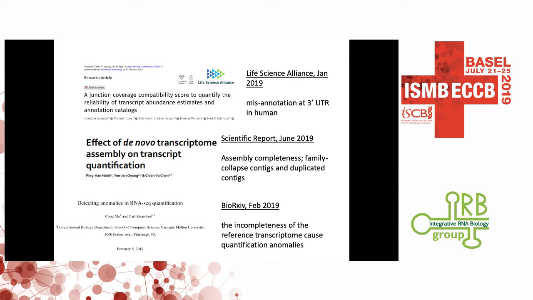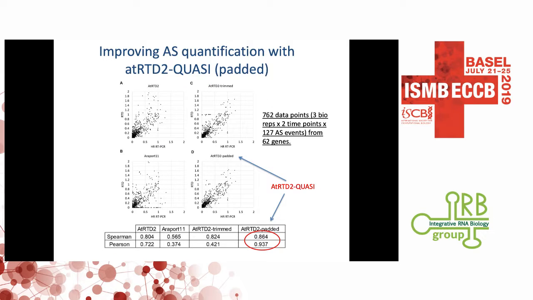Actually, publications coming out this year have verified different aspects of these problems we identified. For example, Mark Robinson's group found that misannotation at the 3' end in human data also affects the quantification a lot. And the Carl Kingsford group found that the incompleteness of the reference transcriptome also causes problems. Similarly, you get duplicated contigs, which means redundancy, and family-collapsed contigs, which means you only find one isoform out of several transcripts within a gene family. That will impact your quantification accuracy.